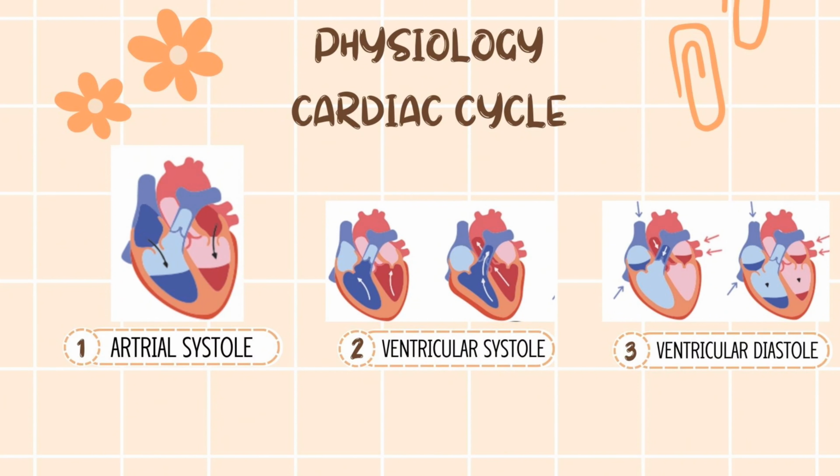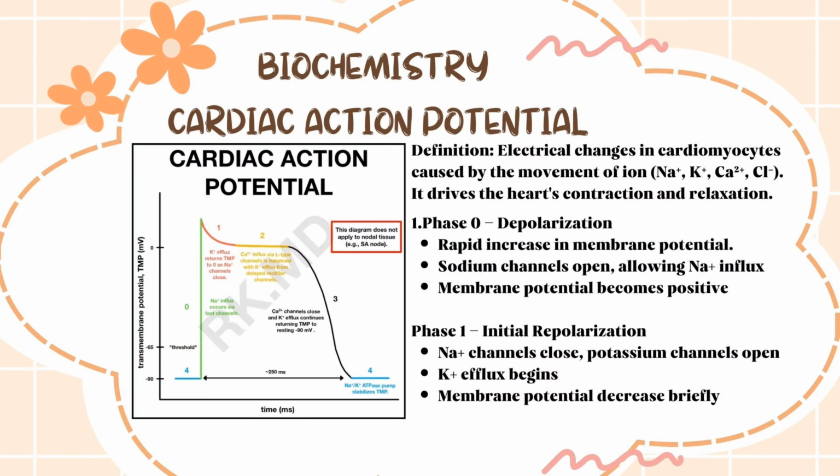Now, I will continue my presentation with biochemistry part, which will explain about cardiac action potential. Cardiac action potential are electrical changes in heart cells due to the movement of ion. There are 5 phases in cardiac action potential. The first phase is phase 0, where sodium channel open, allowing sodium influx and causes depolarization to happen. This eventually results in rapid increase in membrane potential.